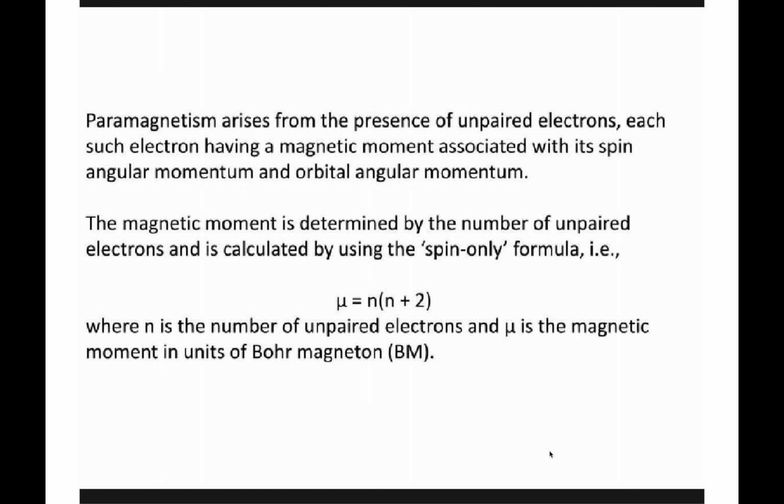And now what is meant by the phenomenon of paramagnetism? It arises from the presence of unpaired electrons, and each such electron has a magnetic moment associated with the spin angular momentum as well as the orbital angular momentum. So paramagnetism happens due to the presence of unpaired electrons, and the magnetic moment is determined by the number of unpaired electrons. It is calculated using the spin-only formula, mu equals square root of n(n+2), where n is the number of unpaired electrons and mu is the magnetic moment in units of Bohr magneton, known as BM.